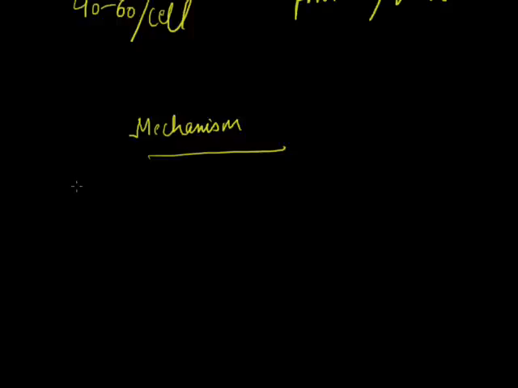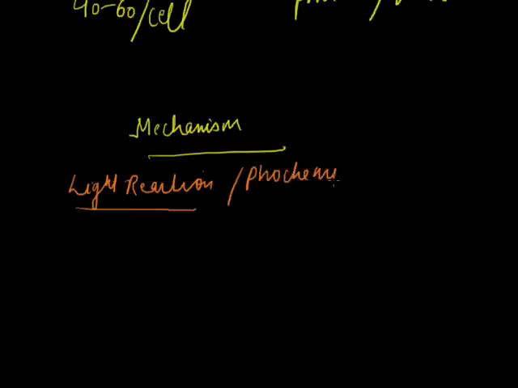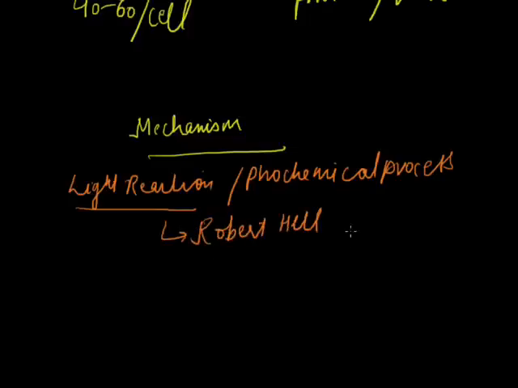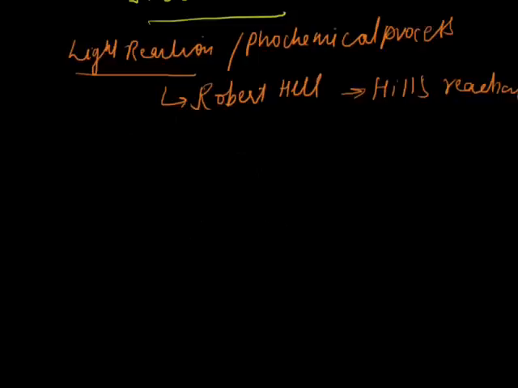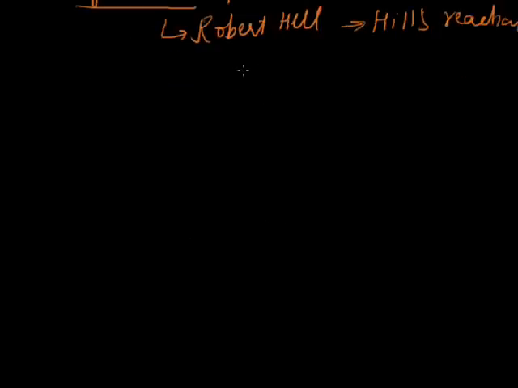It consists of, first, the light reaction. Light reaction is also called a photochemical process. It was discovered by Robert Hill, and therefore it is also called Hill's reaction. Now, light reaction can be categorized into 3 steps.